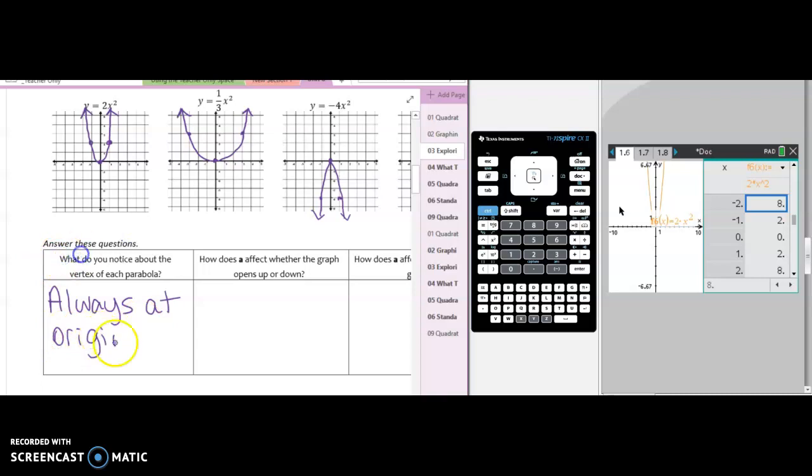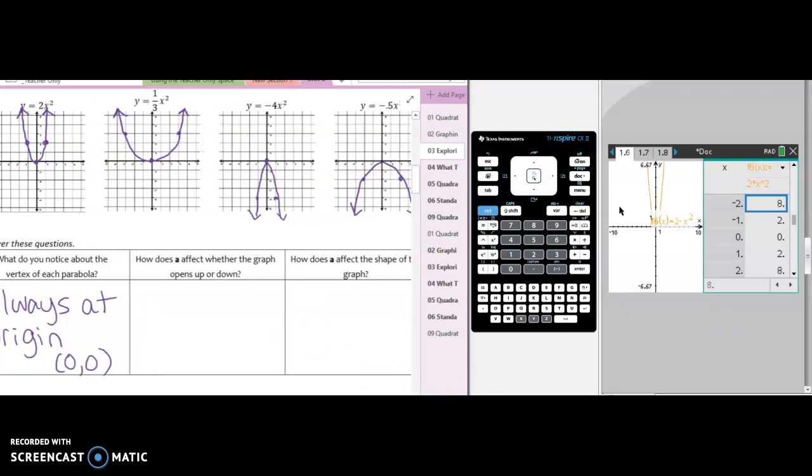Now the origin is at 0, 0, right? You do know that. So it was always at the origin. And then what happened each time something changed, it made it wider, made it skinnier, had a couple that were up and a couple that were down, okay?